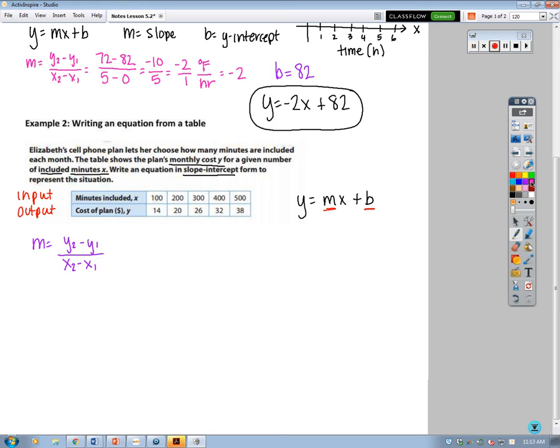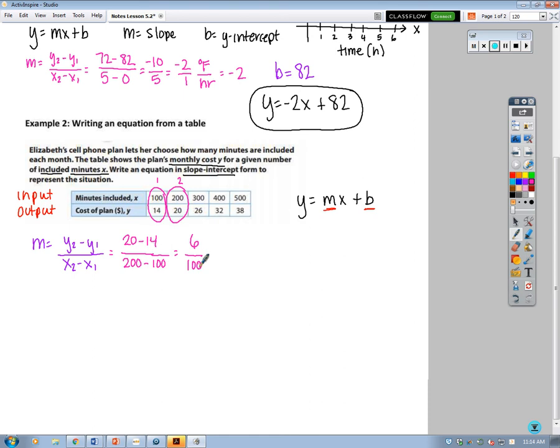So which 2 points? I'm going to go ahead and just pick these 2 right here. They seem easy. So this is my 1 and this is my 2, so my x1, x2, y1, y2. And I'm going to plug those in. So y2 minus y1 is 20 minus 14 over x2 minus x1, which is 200 minus 100. A common error here is that we would put our x's on top, but make sure you put those y values on top. So 20 minus 14 is 6, and 200 minus 100 is 100.